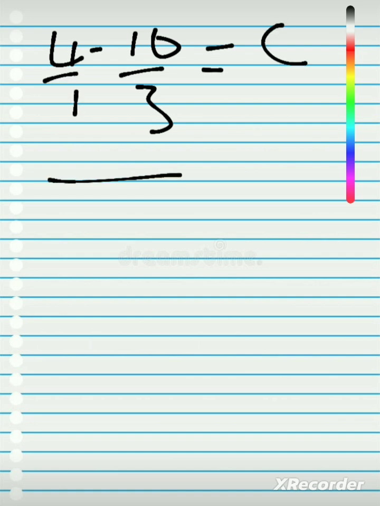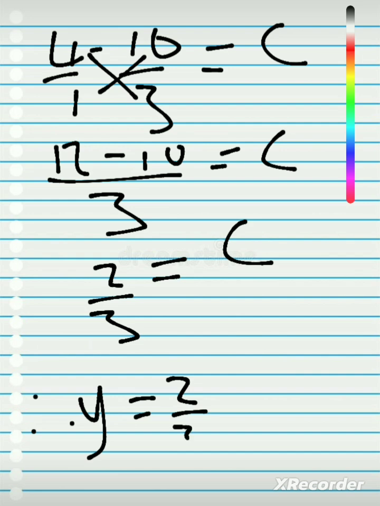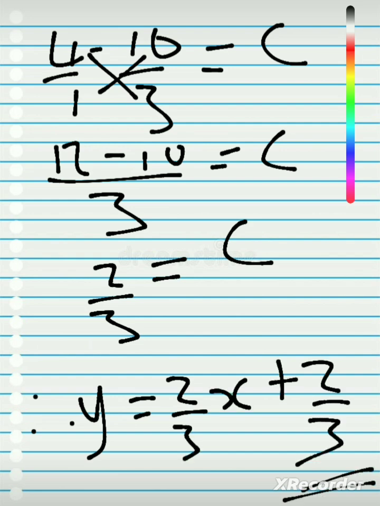So it's 4 minus 10 over 3 equals c. So we can put 1 there, common denominator 3, 4 times 3 is 12 minus 1 times 10, 10 is equal to c. 12 minus 10, it's 2 over 3. Okay, c. Therefore, the equation of line L is y is equal to 2 over 3 x plus 2 over 3. c is 2 over 3, gradient is 2 over 3. We go to question 8.